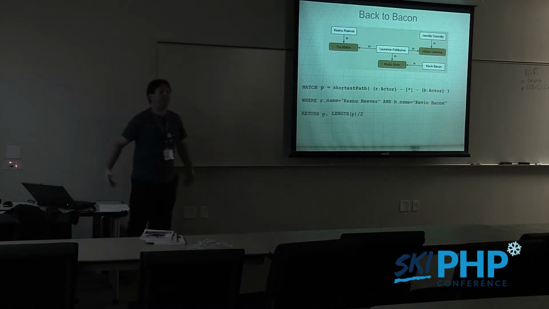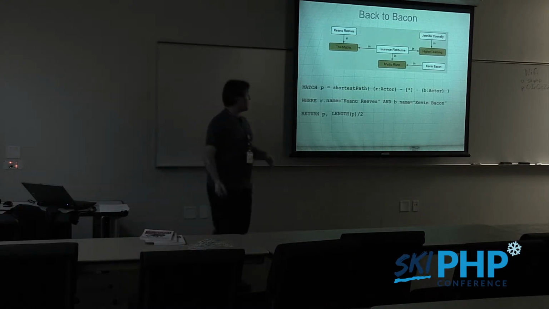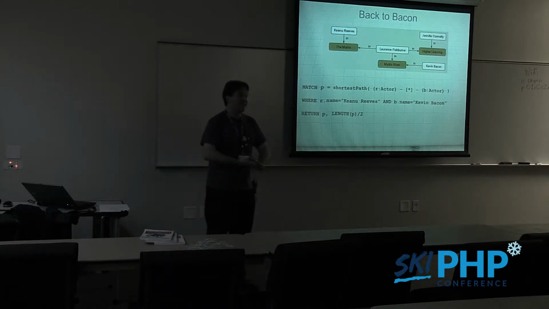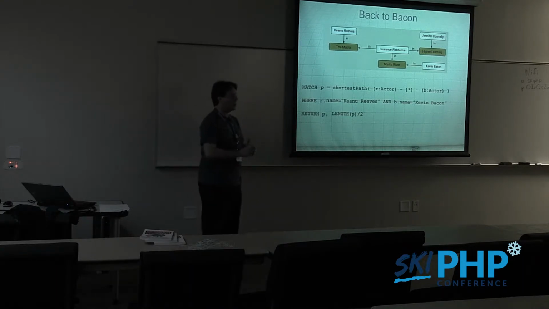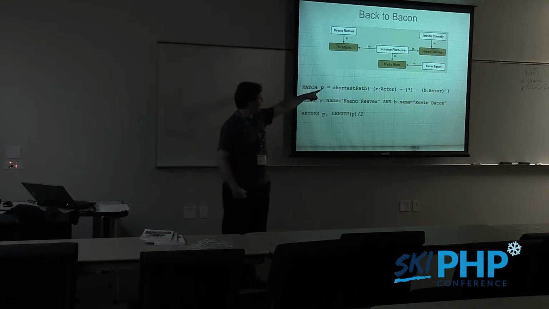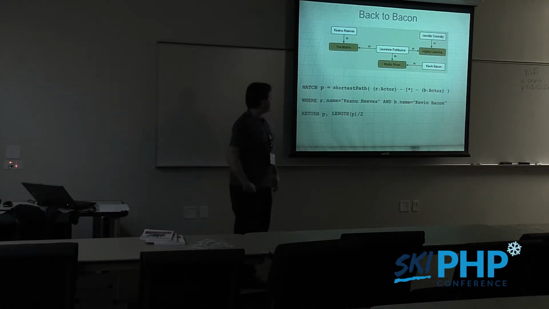So now we're going to get back to the Kevin Bacon game. So here's a big graph of actors and movies that they've been in. It's a small little portion of IMDb that I found. And now we want to say, okay, there's Keanu Reeves up there in the upper left. There's Kevin Bacon down there in the lower right. Find the path from Keanu Reeves to Kevin Bacon.